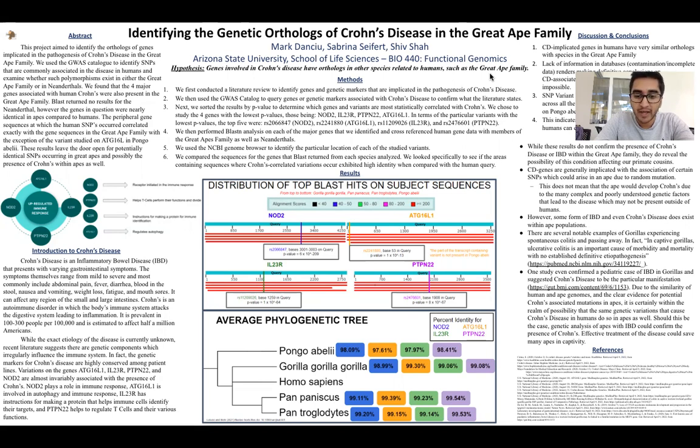We then performed a BLAST analysis of each of these 4 genes onto the great ape family. Finally, we used the NCBI genome browser to identify the location of the variant in human genes to direct us to where in the ape gene a potential variant could emerge to cause Crohn's disease.